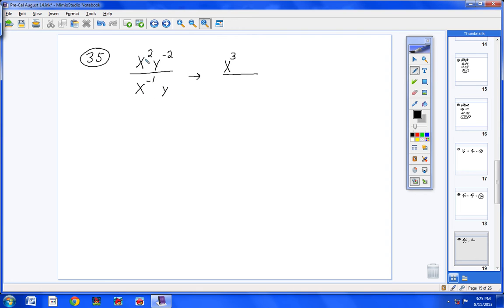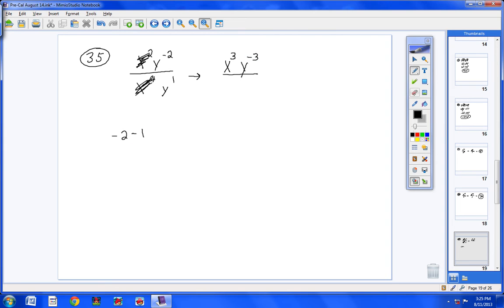Now, let's continue on. I took care of my x's. I'm going to go ahead and cross those off. Now I'm dealing with my y's. I have y to the negative 2 over y to the 1. Now, when you're dividing like bases, a y and a y, you write the like base up top, and you subtract the exponent. So I have negative 2 minus 1. Well, negative 2 minus 1 is a negative 3.